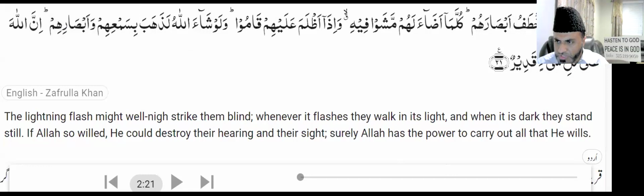Yakadul barku. Yakadu and lam has sukoon, so we will join dal with lam. Yakadul barku. In this phrase, we have two types of kaf. Kaf of Makkah and kaf of Qadian.